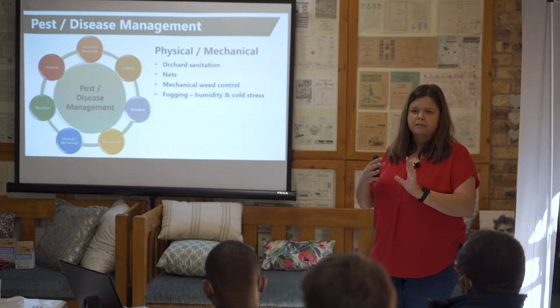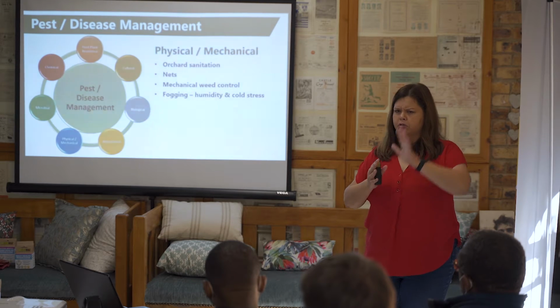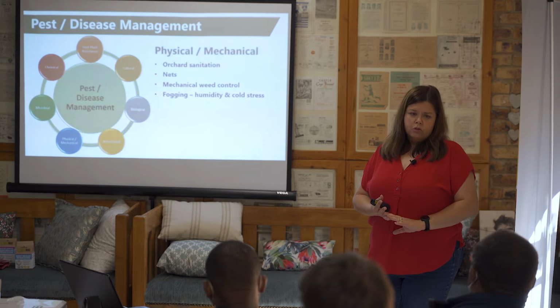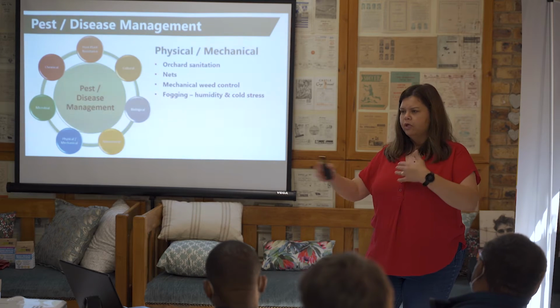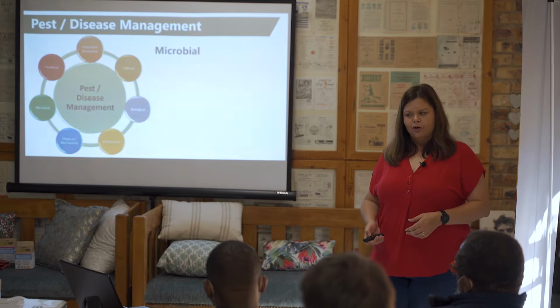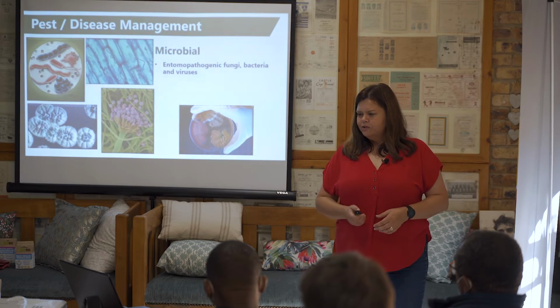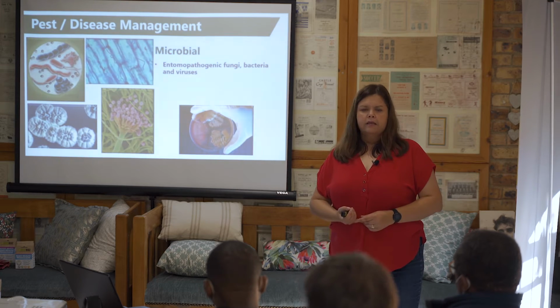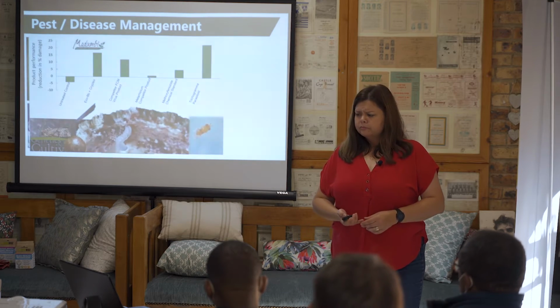Then also fogging, using water vapor to form like a blanket over your orchard to help buffer a bit. You guys don't really have the cold that we've got up north as much, to help with cold stress and to just buffer that really cold spell in the orchards. And then microbial, which is my favorite. So that's bacteria and fungi that cause disease in your pests.